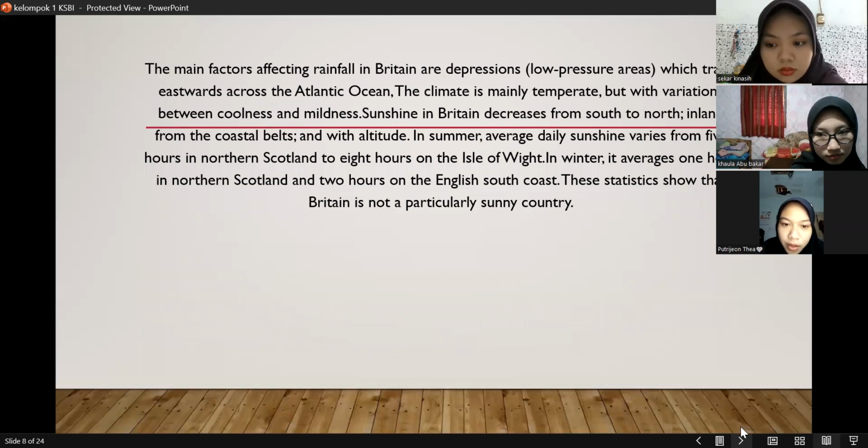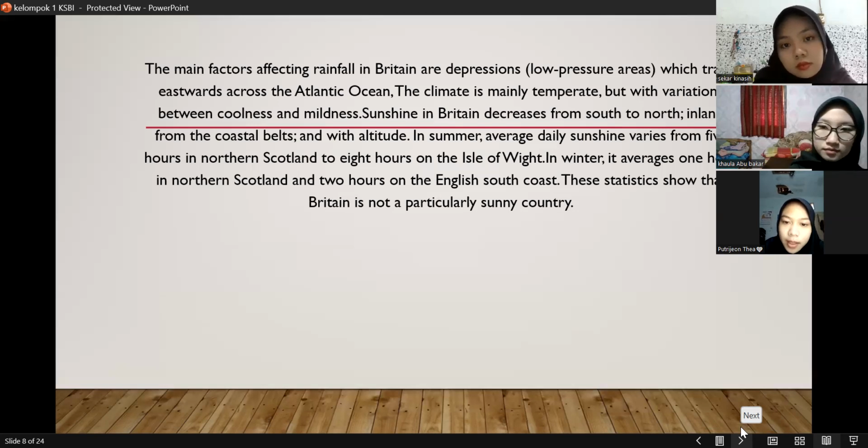The main factors affecting rainfall in Britain are depressions, low pressure areas, which travel eastward across the Atlantic Ocean. The climate is mainly temperate but with variations between coolness and mildness. Sunshine in Britain decreases from south to north, inland from the coastal belts, and with altitude.